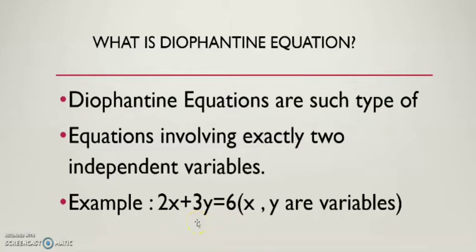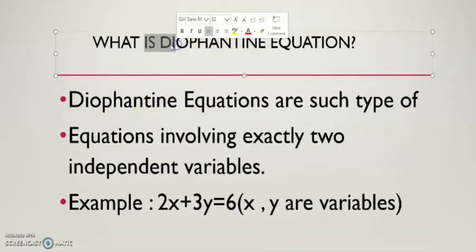Consider another example, like 2x plus 3y plus 5z equal to 9. In this example, there are three independent variables: x, y, and z. Since there are three independent variables, this is not a Diophantine equation. See the name carefully: Diophantine equation.